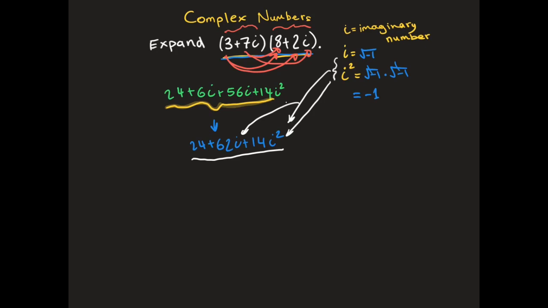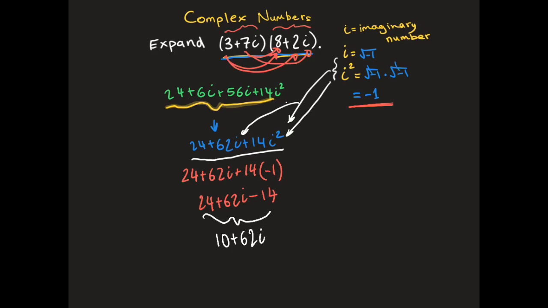So we've got 24 plus 62i plus 14 times what's i squared? Negative 1. Now that just becomes 24 plus 62i minus 14. And this is just a matter of simple simplification, where 24 minus 14 is 10 plus 62i. And this is going to be your final answer.